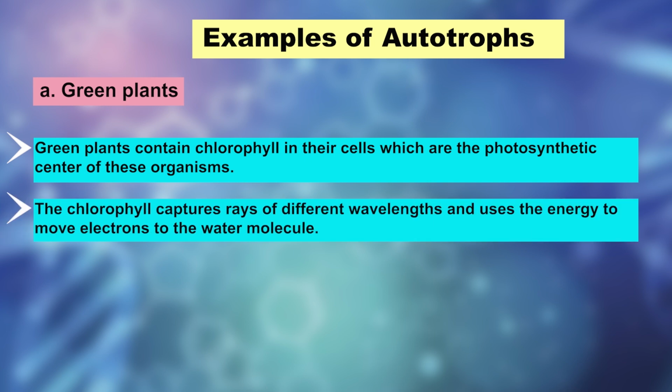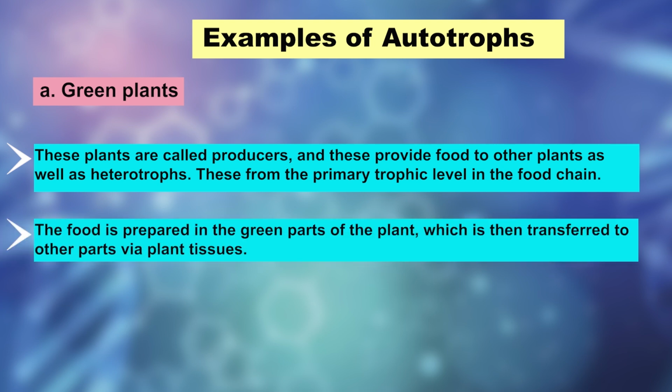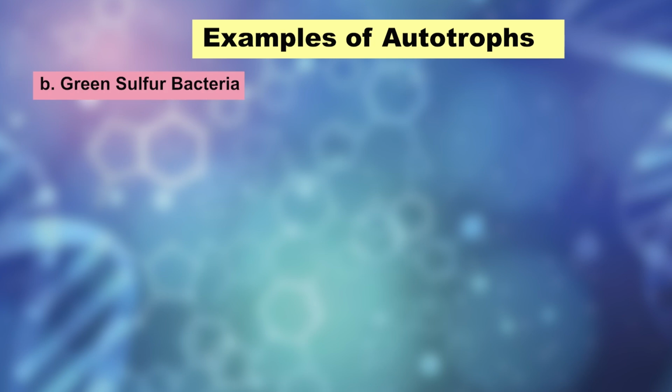The chlorophyll captures rays of different wavelengths and uses the energy to move electrons to the water molecule. These plants, which are called the producers, provide food to other plants as well as heterotrophs. These form the primary trophic level in the food chain. The food is prepared in the green parts of the plant, which is then transferred to other parts via plant tissues. The next example is green sulfur bacteria.